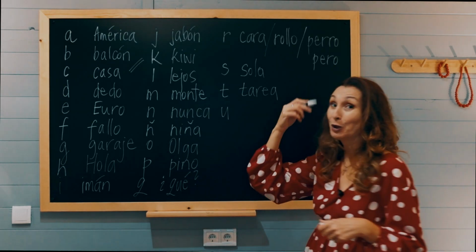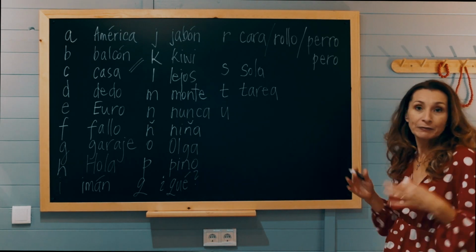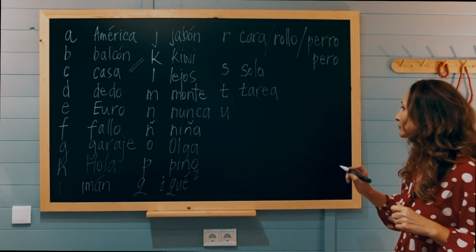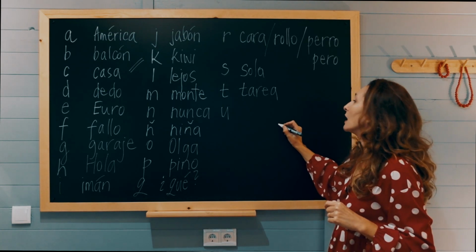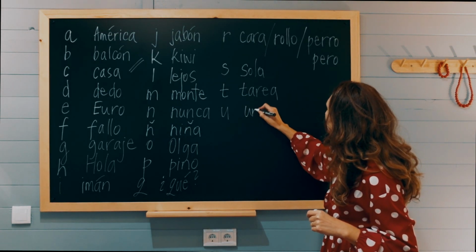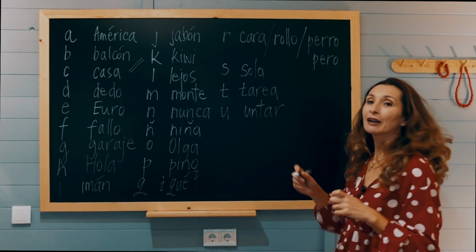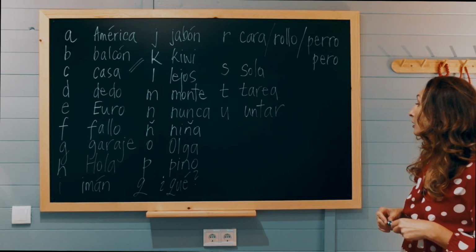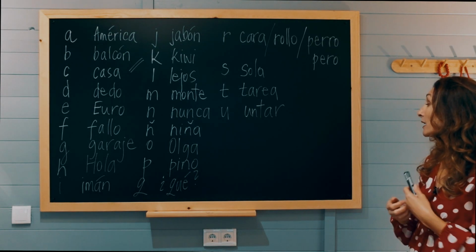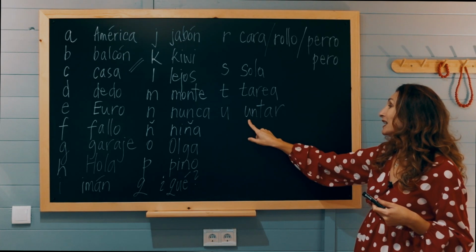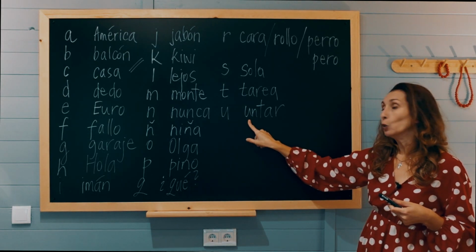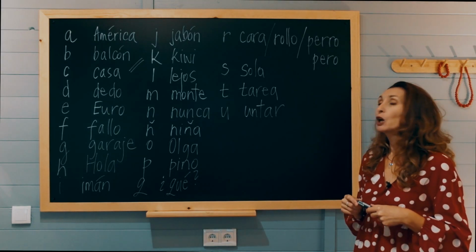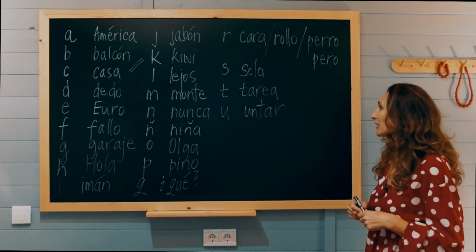U, I have to do it in English in my head. U is U, it's just very short. And the word starting with U, for example, is untar. When you are spreading butter or jam or anything, peanut butter on your bread, on your toast, what you are doing is untar. So untar, not yunta, it's untar.